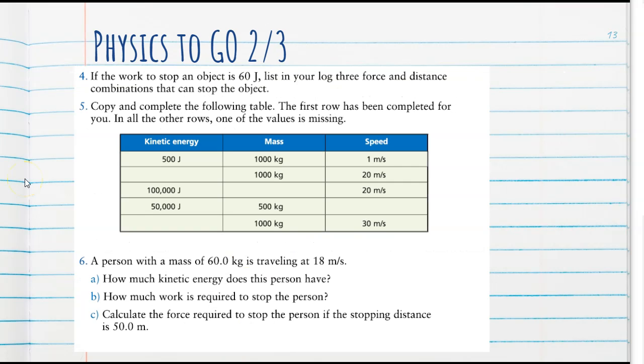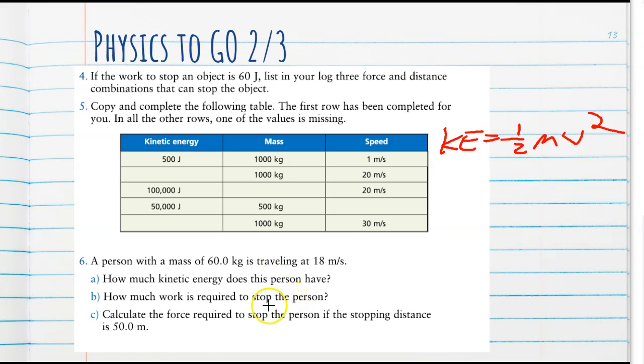The following table, this number 5 right here, let's take a look at that. Copy and complete the following table. First row has been completed for you. You're just plugging in, getting some experience using this equation, K equals 1/2 m v squared. How much kinetic energy does this person have down here for number 6? You have m and you have v, so you can get that.